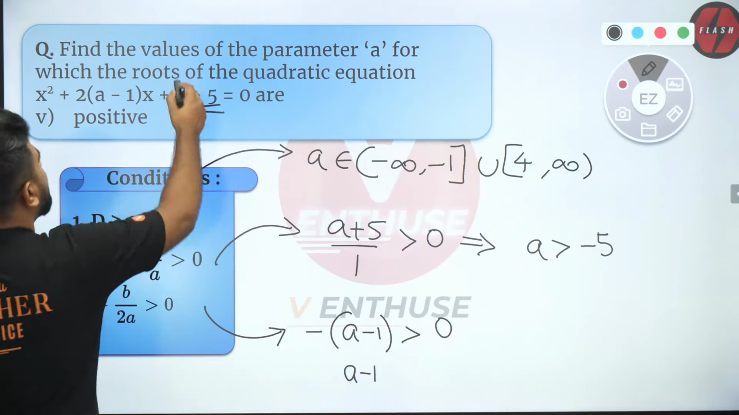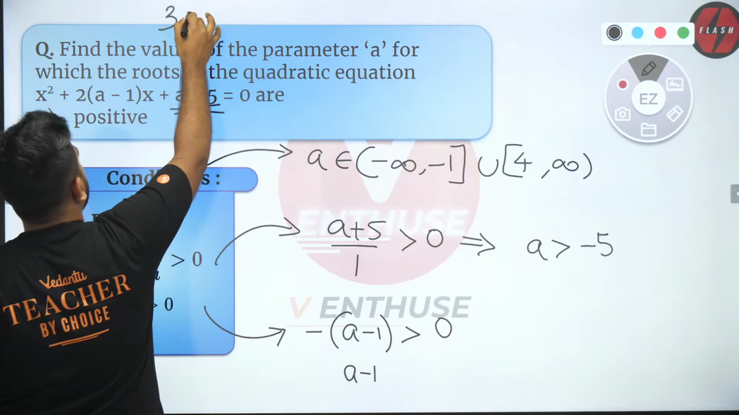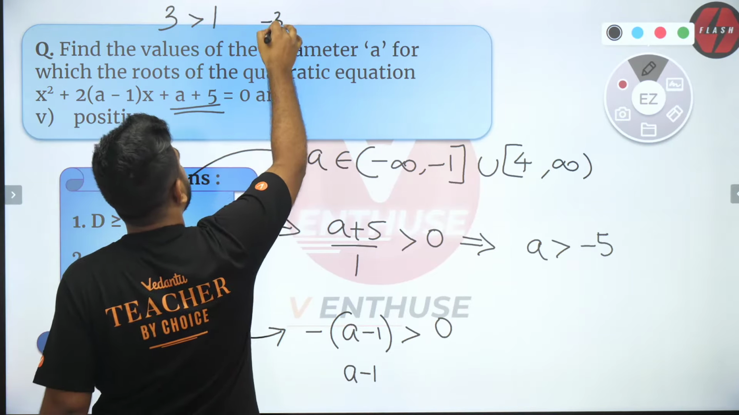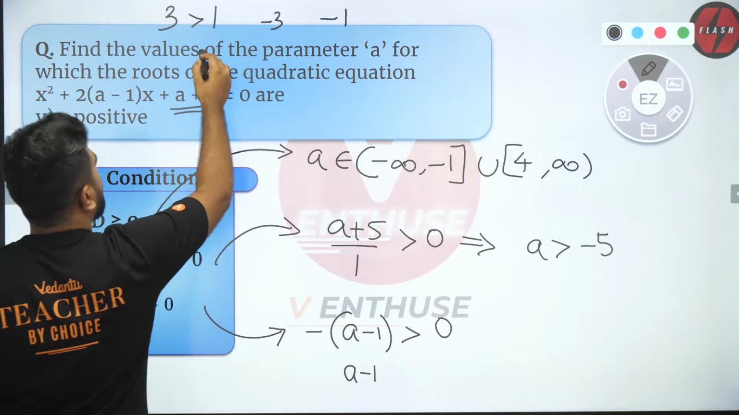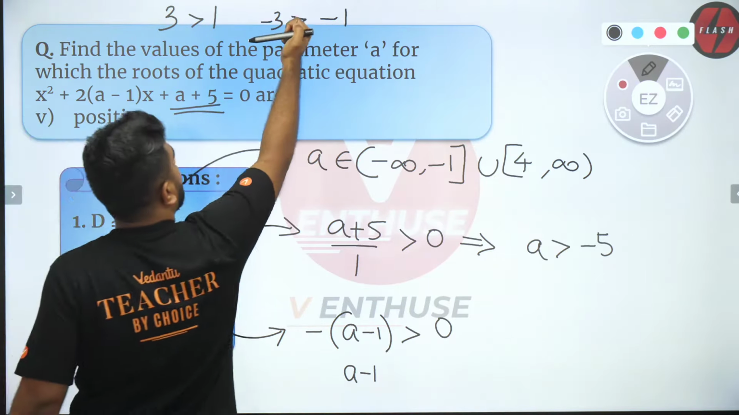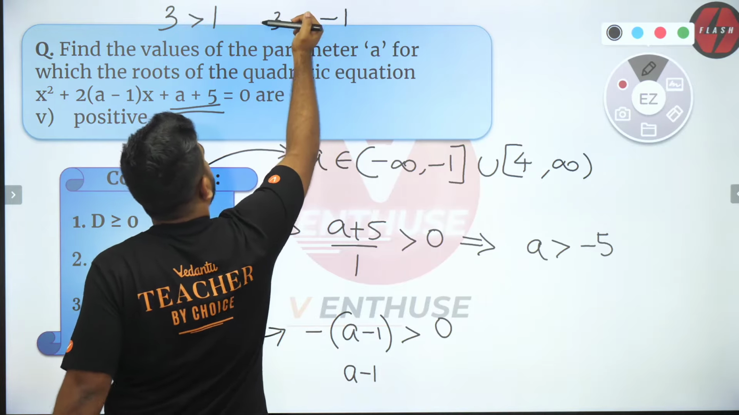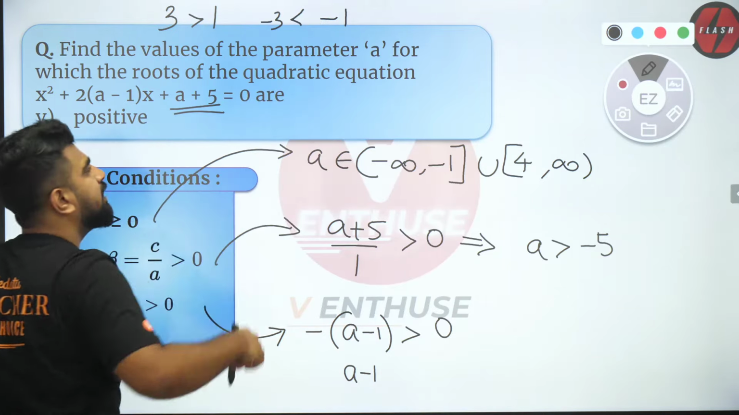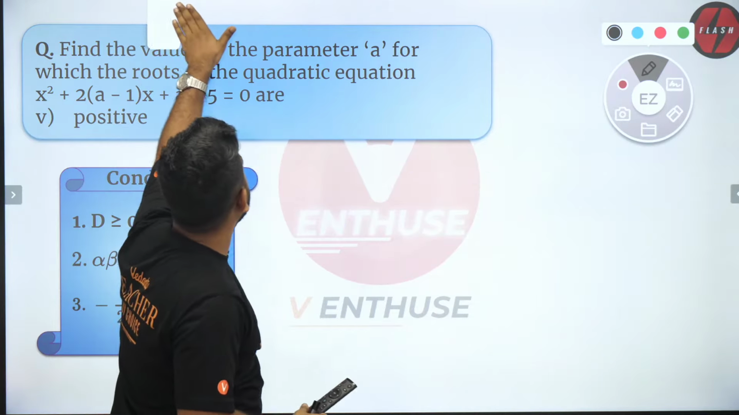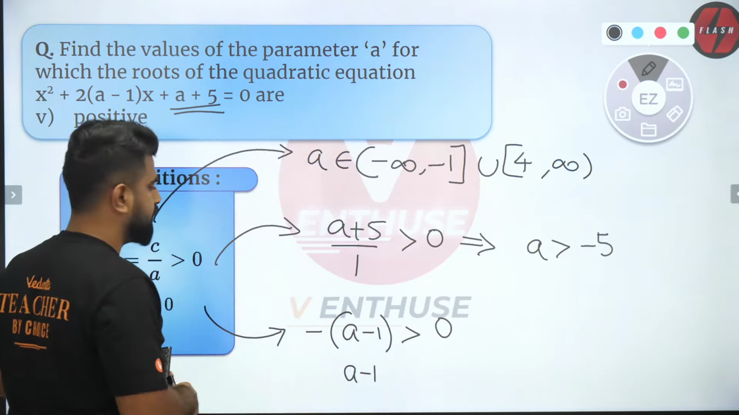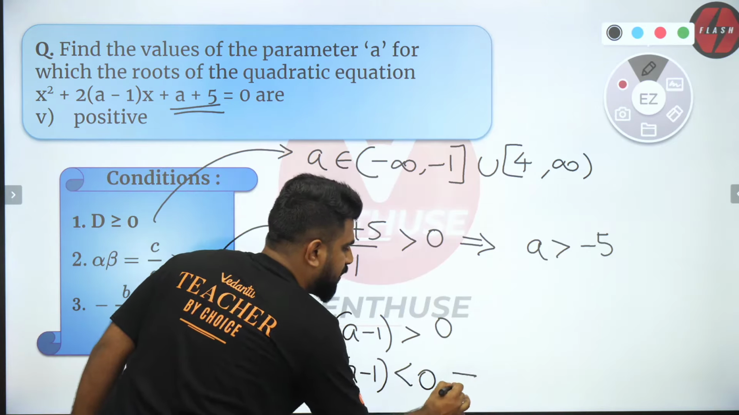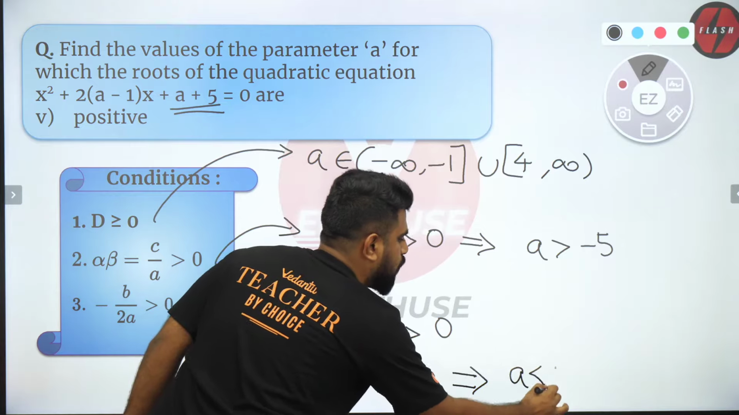I will give you a small example. 3 is greater than 1. But if I multiply by minus, I will have minus 3 and minus 1. Do you think it will still be greater? No, it's wrong. It will become lesser. So when you have minus being multiplied, the sign of the inequality should reverse. That's a very small example which illustrates that fact. I hope you guys are clear. So when I multiply by minus, it will be lesser than 0, which implies a should be lesser than 1.